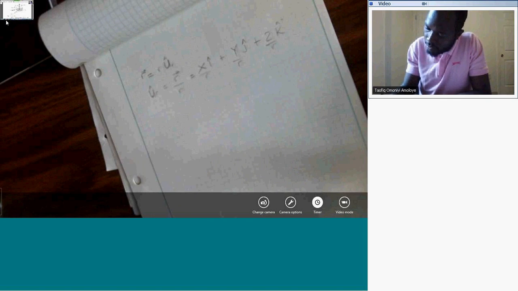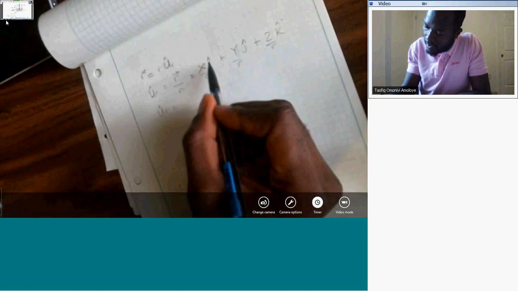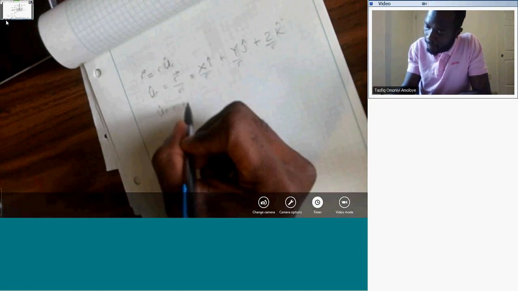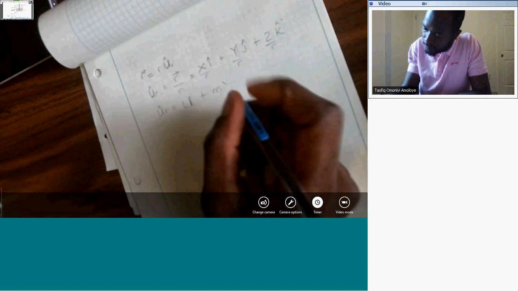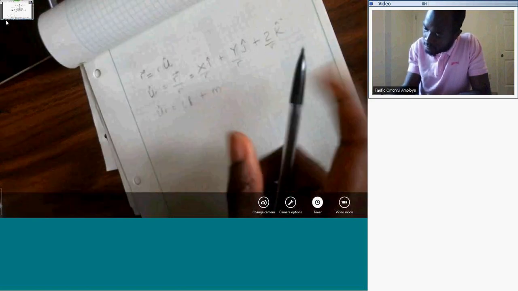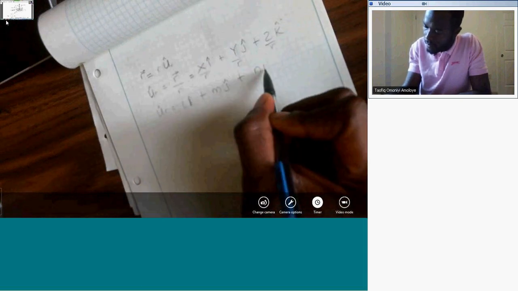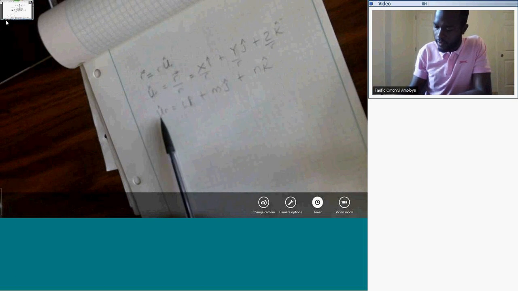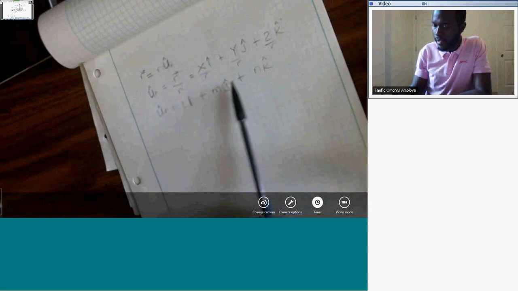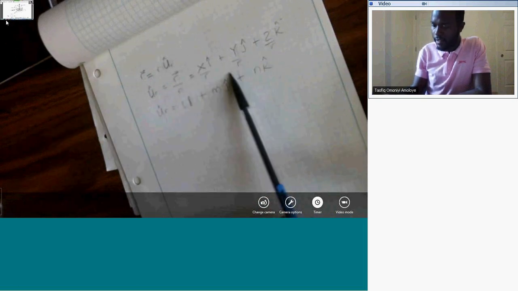All you have to do is divide by the magnitude of the vector, so you can write the vector in terms of its directional cosines l, m, n. We just express the unit vector in the direction of the position vector in terms of its directional cosines l, m, n, where l is equal to x over R, m is equal to y over R, and n is equal to z over R.